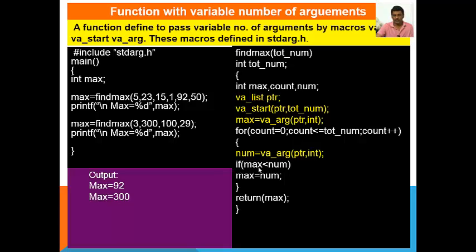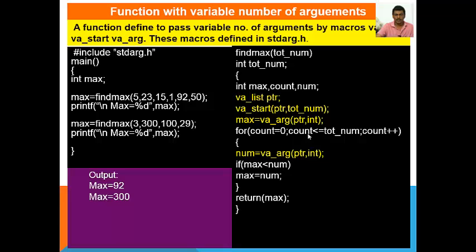So if the condition is true, num is assigned to max. What is the value of num? 92. What is the value of max? 23. So that 92 is assigned to max. The 23 is replaced by 92. So now the value of max is 92. The loop will continue. Then it accesses the next value of that sequence, 50. That 50 is assigned to num. So max is 92. 92 less than 50, condition false.